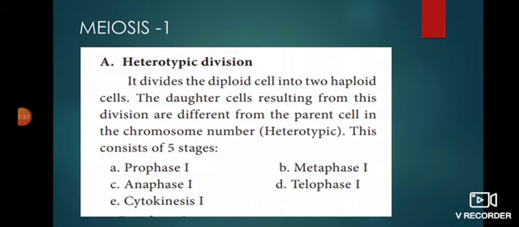Now we see the heterotypic division, that is meiosis 1. It divides the diploid cell into two haploid cells. The daughter cells resulting from this division are different from the parent cell in the chromosome number. So, it is called as heterotypic division. This consists of 5 stages: prophase 1, metaphase 1, anaphase 1, telophase 1 and cytokinesis 1.